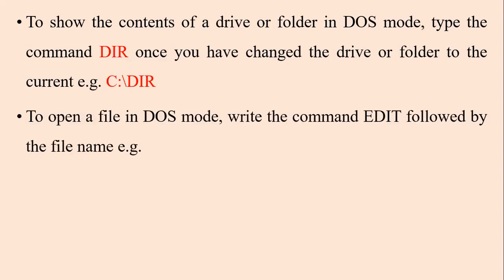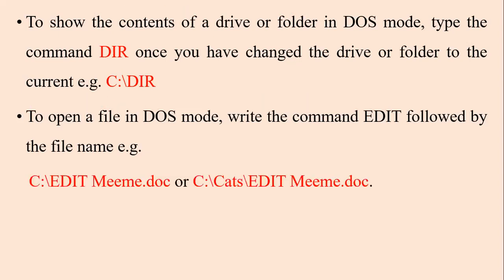To open a file in DOS mode, you write the command edit, followed by the file name. For example, if you want to make changes in a file called meme, which is a document file, while you are in the directory or subdirectory that contains this file, on the command prompt, type edit space meme.doc.